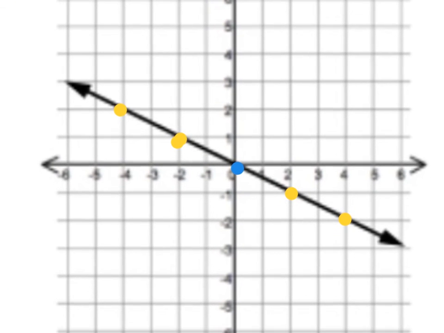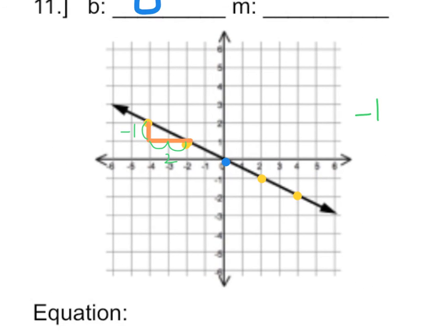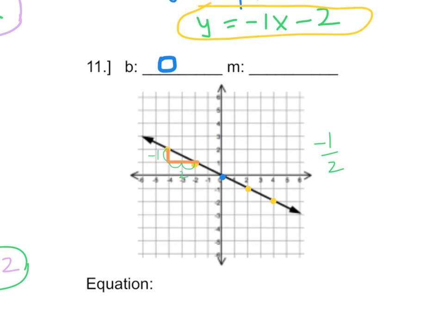Okay, now make your right triangle wherever you want between 2 points. So I might go here. Okay, now count. Rise over run. This goes down 1. That's -1. And forward 2. So our slope is -1 over 2, or -1/2. It is a negative line. That line is decreasing.